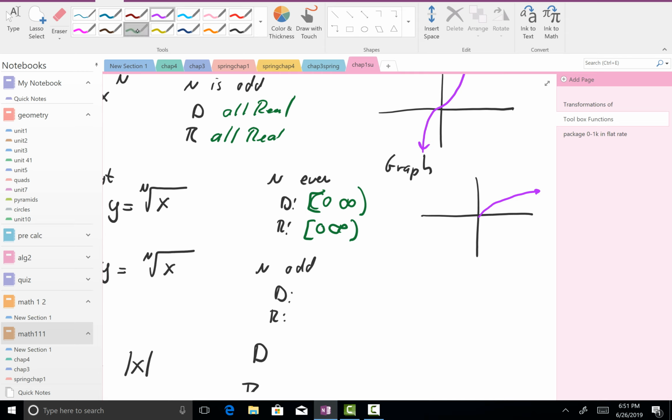So let's see. Odd roots. Domain? 0 to infinity? I put all real numbers. You put all real numbers, okay? So we have a little bit of a difference of opinion here. So what do we got? What are we thinking? Anybody else got some ideas?